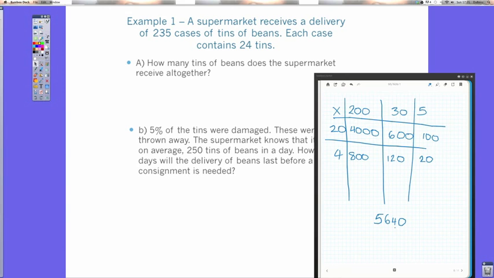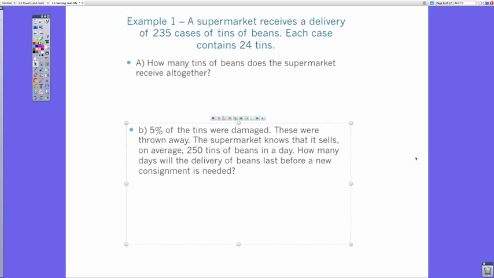So it's 5,640 tins. Okay, the next one is a little bit more tricky. It says 5% of the tins were damaged. These were thrown away. The supermarket knows that it sells on average 250 tins of beans in a day. How many days will the delivery of beans last before a new consignment is needed? Okay, there's a lot of information there. So the first thing we need to do is take away this 5% of damaged tins.